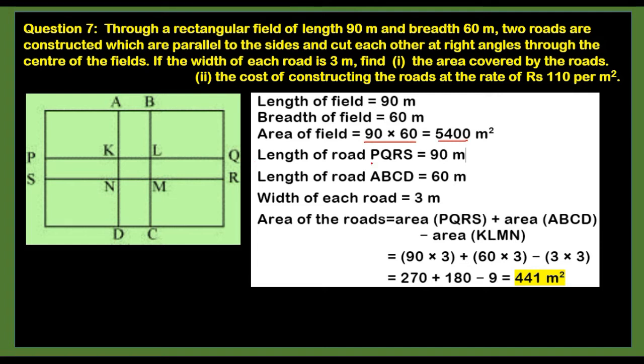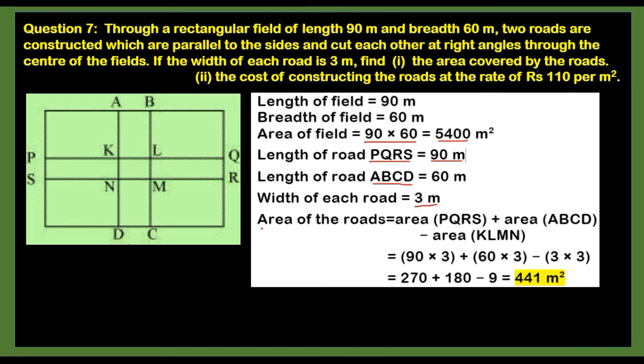Length of the road PQRS. So this is the horizontal road PQRS, and it is having the length of 90 meter, and the width of this road is 3 meter. Length of the road ABCD, the vertical road, it is 60 meter and width is same 3 meter.